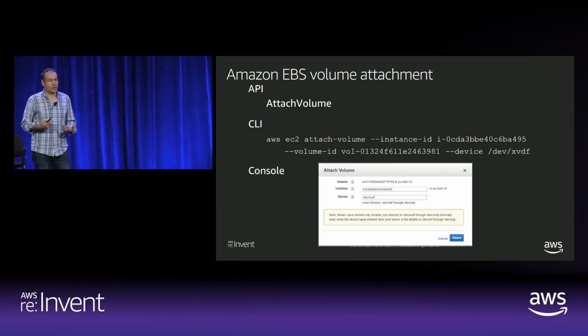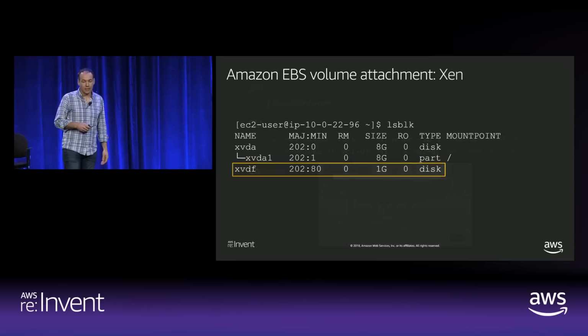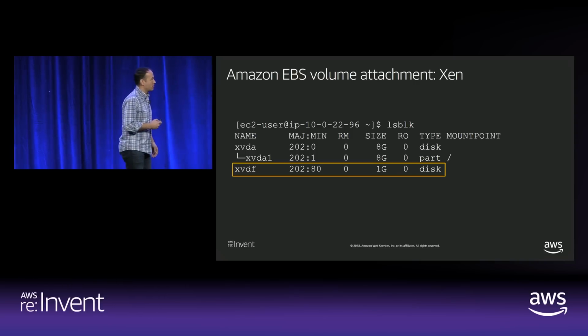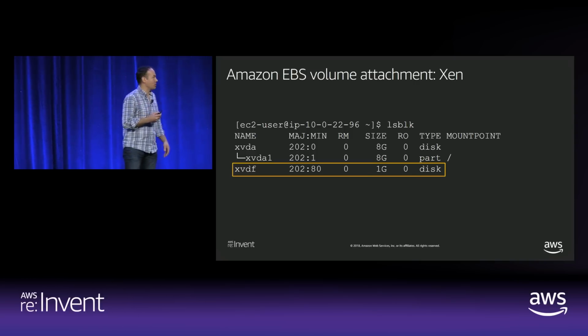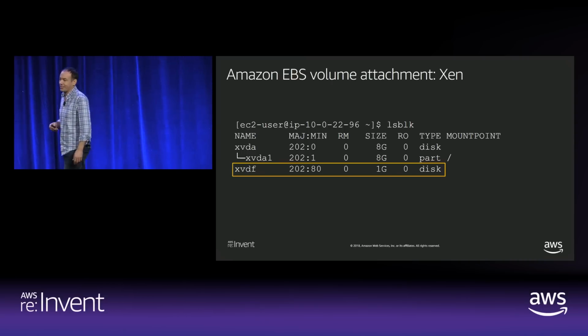And now this mount point is how it's going to show up in your instance on our Xen-based instances. And so when we attach it to a Xen instance, do an ls block, we can see that. XVDF is the volume that I just attached. It's a nice, giant 1 gigabyte volume. Probably wasn't just doing anything other than this demo, because you can't do a whole lot with 1 gigabyte these days, can you?